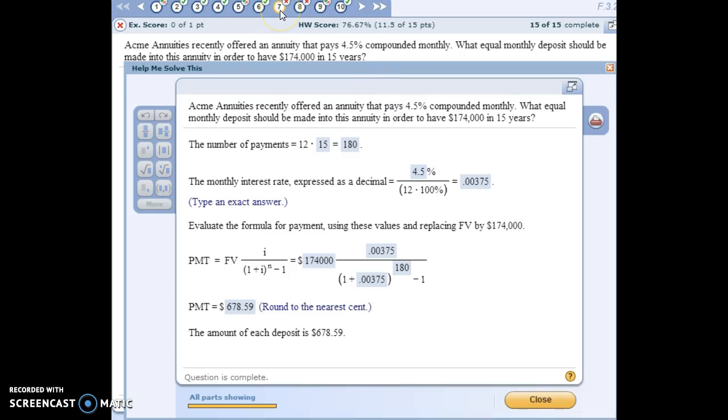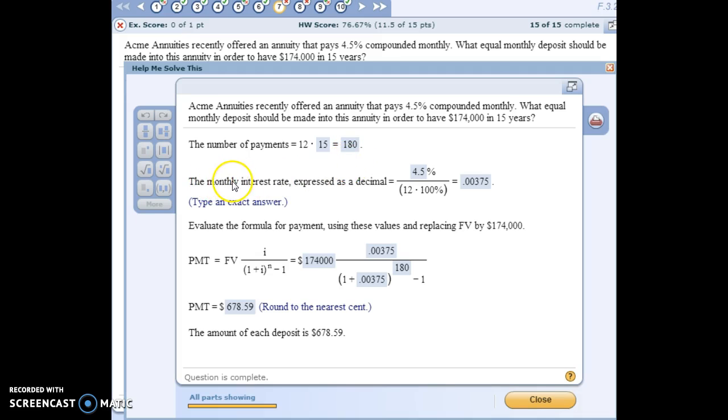Number 7, dealing with an annuity, and I'm going to walk through how to help solve this. The first thing you need to do is figure out the number of payments. You're making monthly deposits for 15 years, so you have 180 total payments.